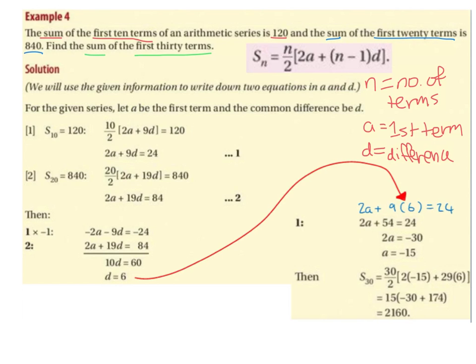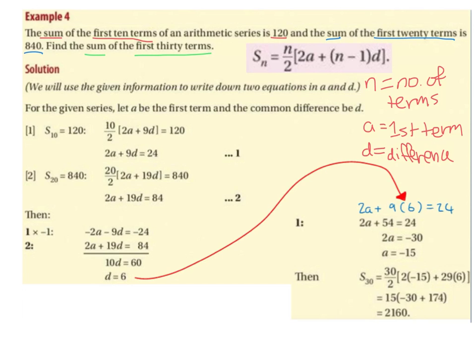So I want to have my a term and my d term on the left of my equal sign, and all my numbers on the right of my equal sign. So this means 10 over 2 multiplied by 2a plus 9d. To get rid of the 10 over 2, I need to divide both sides by that. So it's going to be 120 divided by 10 over 2, which is the same thing as 120 divided by 5, which gives me 24. So now I have the terms with a and d on the left, and I have my number on the right.